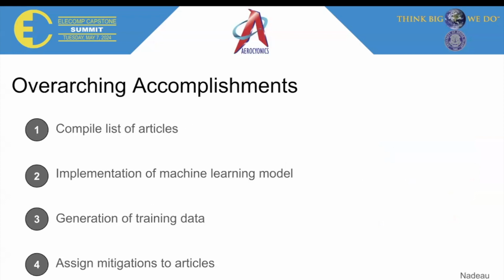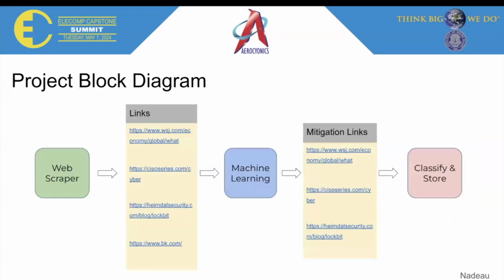We have 4 overarching accomplishments for this project. One being the compilation of a list of articles to use for our trained model, the implementation of the model itself, generating data which we can use to train that model, and also assigning specific mitigations to articles. This is our overarching project block diagram, which consists of 3 main blocks and 2 outputs.